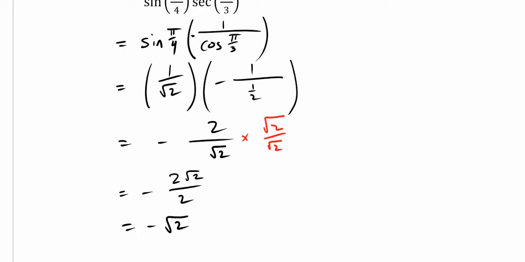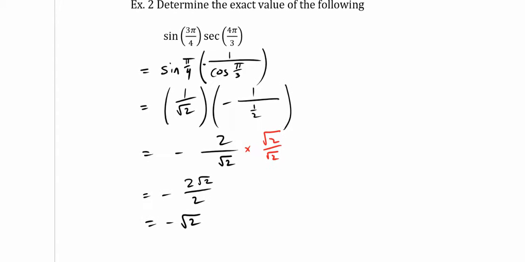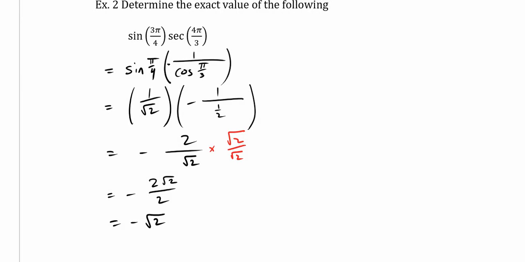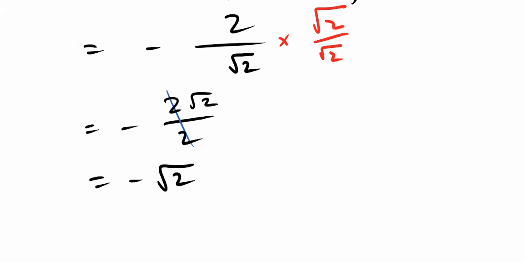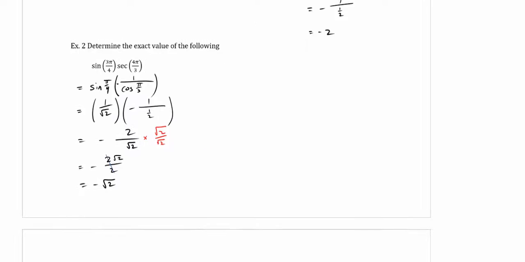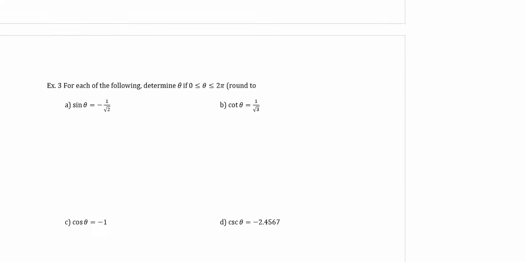Yes? Is there still the 2 in the denominator now because you changed the half into a 2? What do you mean, here? No, because I divided these. Oh, okay. That's where they went. That's why it's gone. And again, you can check that on your calculator.